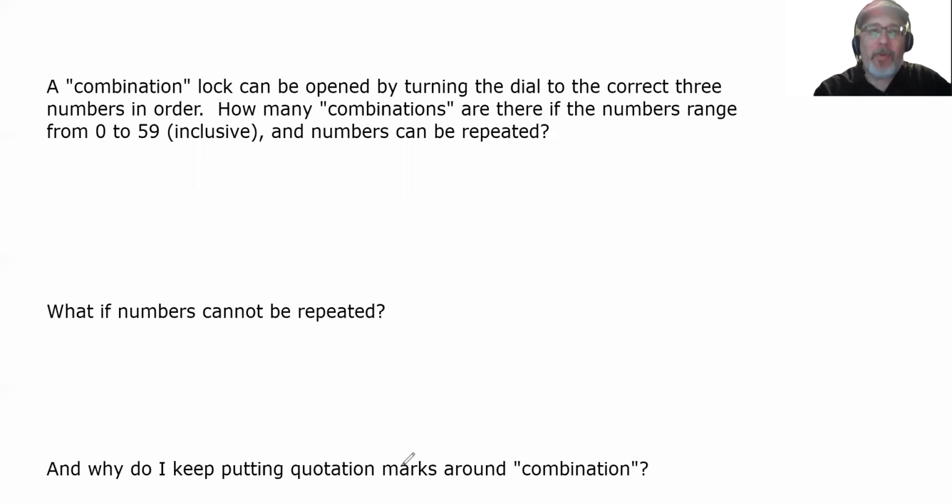How many decisions are we making? Yeah, we're making 3 decisions. First number in the combination, second number, and the third. I'm not saying we're setting the combination, we're just figuring out the total number of combinations.